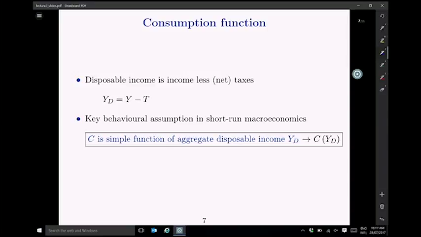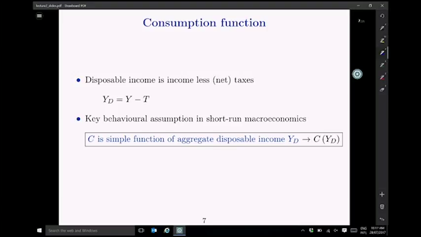Okay, now let's look at each component in aggregate demand. Because we want to understand what determines aggregate demand in the short term, we argue that aggregate demand is important in determining aggregate output. And then what determines aggregate demand? Consumption, investment, and government spending, right? Let's look at each component one by one.